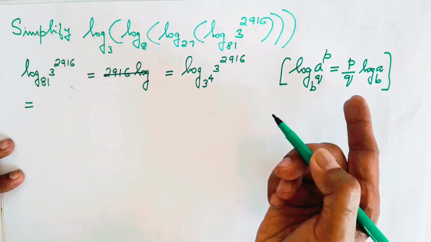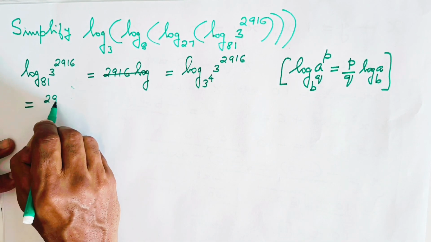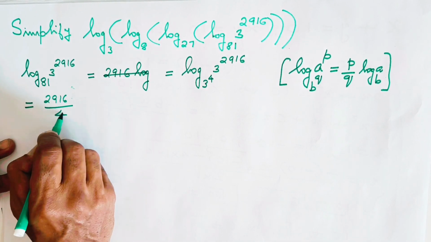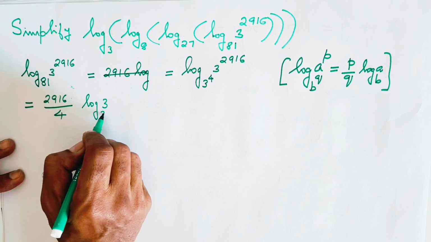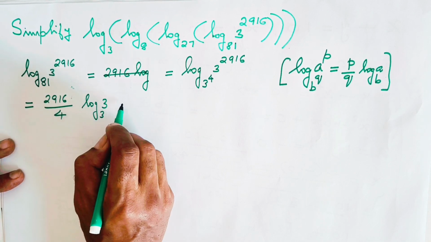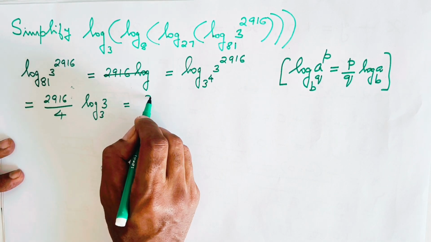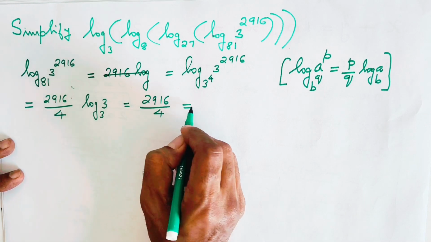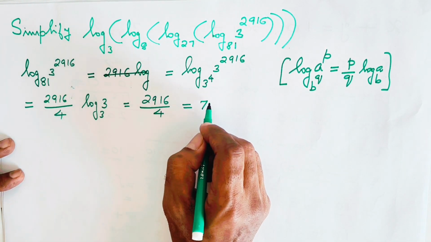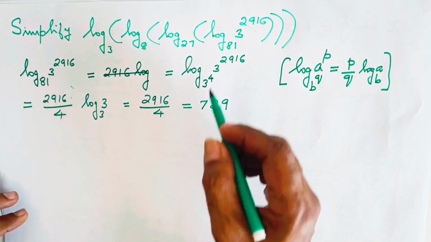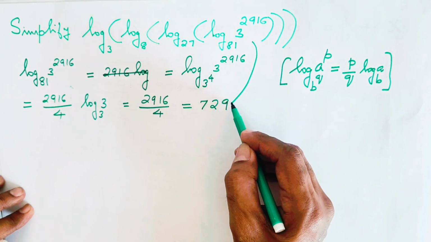So making use of this result, you will have 2916 divided by 4 times log 3 to the base 3. Log 3 to the base 3, as you know, is 1. So this will get reduced to this. This on simplification is 729. Okay, so this we have simplified to this.